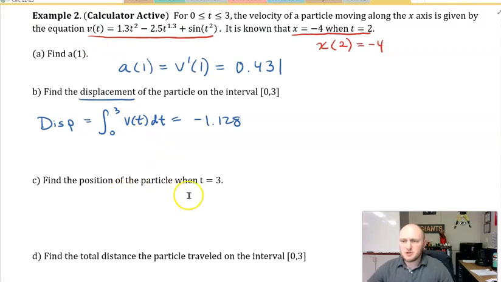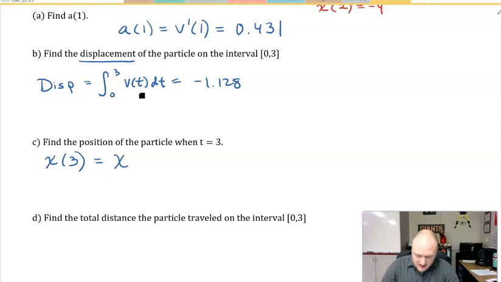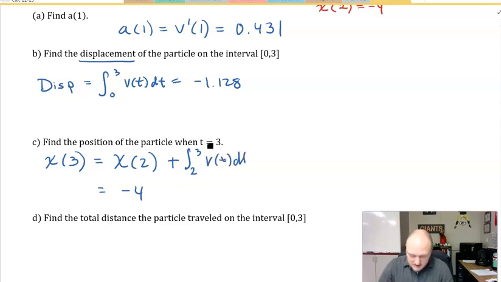C. Find the position of the particle when t is equal to 3. Okay, so I want x of 3. Well, how do I get position? Oh, I have to integrate velocity. Okay, but note, they gave us an initial value. Didn't they say x of 2 was equal to negative 4? They did. So I have the position at 2. You need that. Now I'm going to go ahead and accumulate the rest of the position by taking the integral from 2 to 3 of v of t dt.